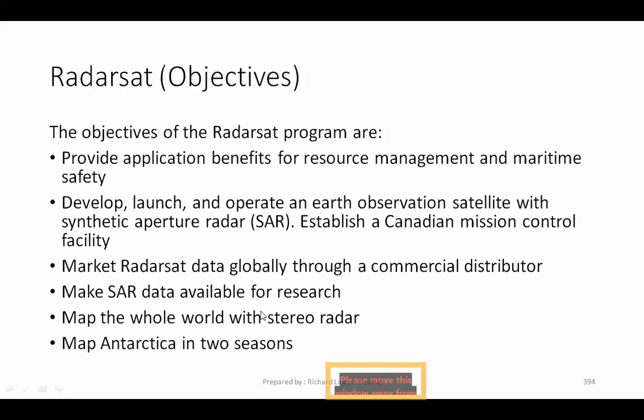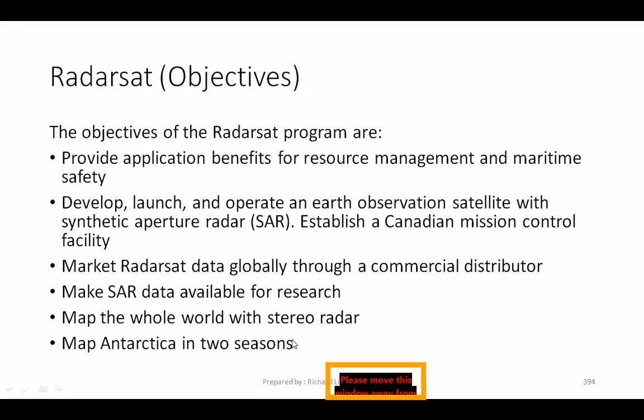Make SAR data available for research. So what is this SAR? Synthetic aperture radar. Whatever data has been collected from your radar can be given for the purpose of research. I don't know how many of you are aware of the latest information that there were a few samples taken from the Japanese satellite, and those samples are now being tested. Okay, and various analyses can be done. So satellites actually play a very major role in exploring the outer world.